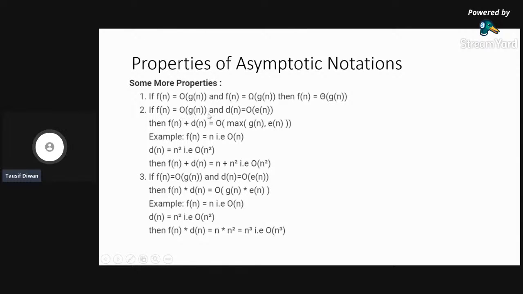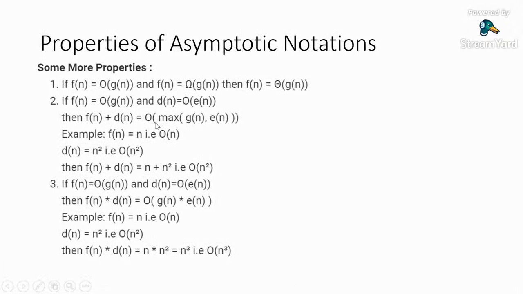If f of n is order of g of n and d of n is order of e of n. Okay, so these two separate functions are there in terms of n. So f of n is order of g of n and d of n is order of e of n. Okay, so if we sum these two functions, like f of n plus d of n, is nothing but order of max of g of n and e of n. So we will take maximum of this.